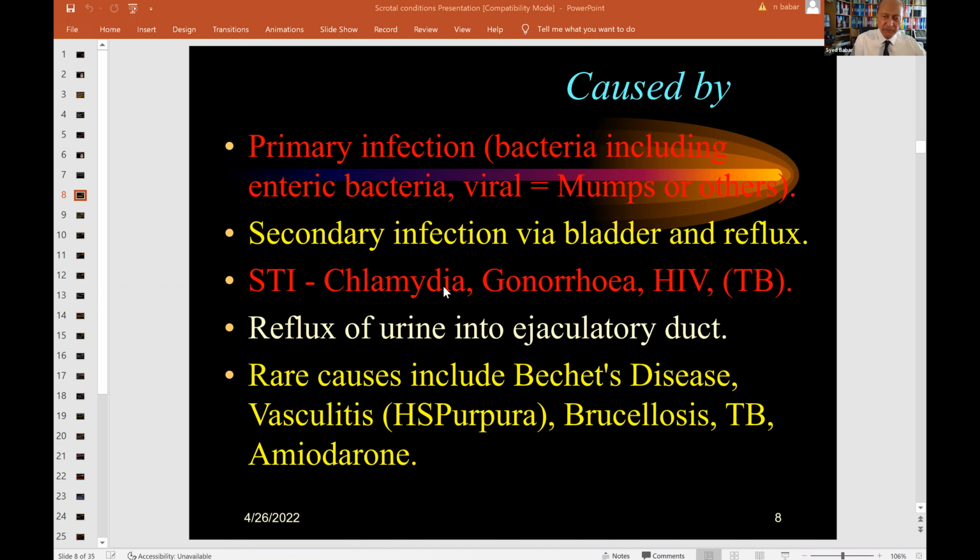Rare causes of epididymoorchitis include Behçet disease, which is oromucosal and genital ulcerations, or Henoch-Schönlein purpura, which causes fragility of the vascular tree, and in addition, problems relating to spleen and bruising. Brucellosis, tuberculosis, or a chemical reaction from use of amiodarone.